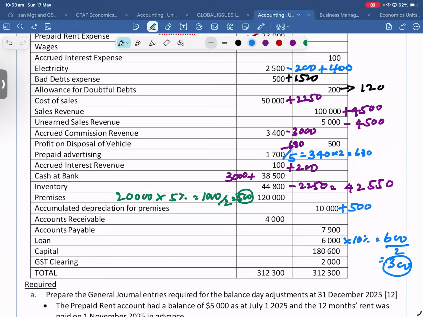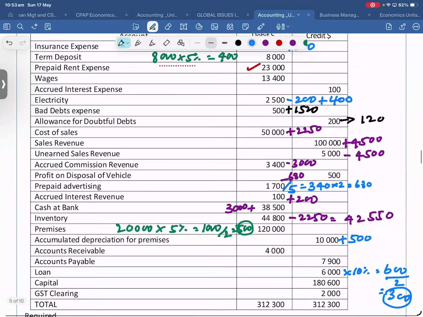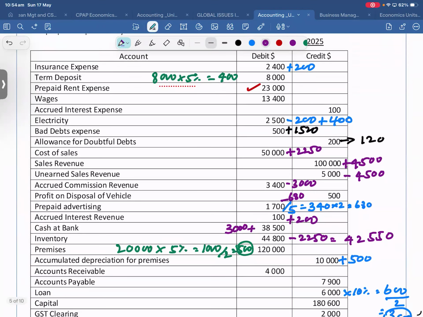Okay, expense, interest expense, debit. Where do you credit? Interest debit, where do you credit? So 300, has it been paid? No, then what do you do? Yeah, so that is also accrued, yes. Now see, not only that, guys, there's another 100 sitting here. See, what is that? Accrued interest expense, 100. What is that 100? Huh? What is that 100?